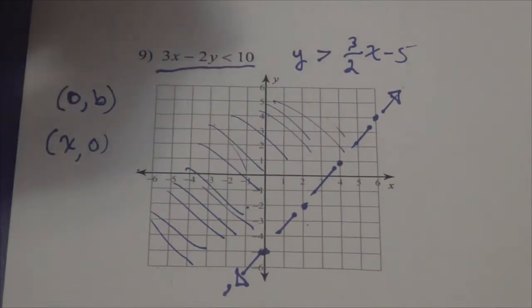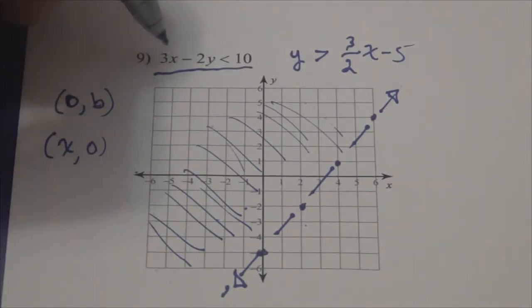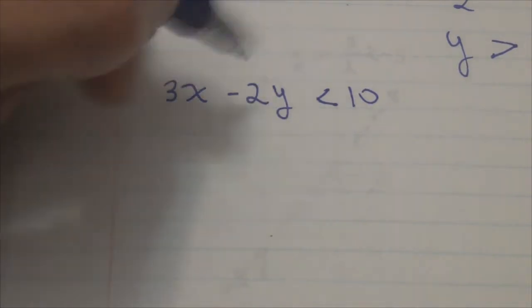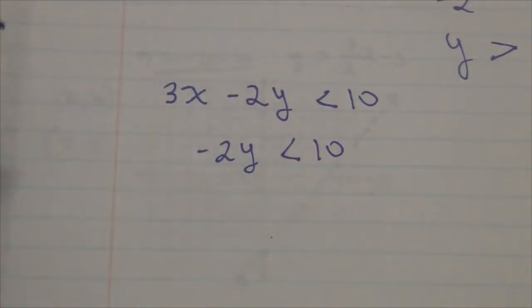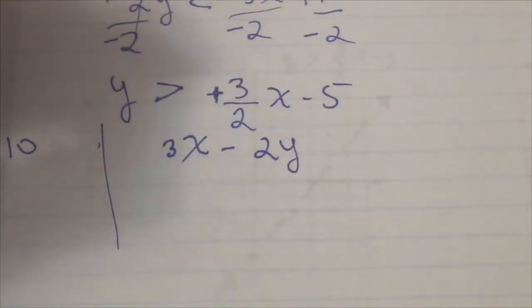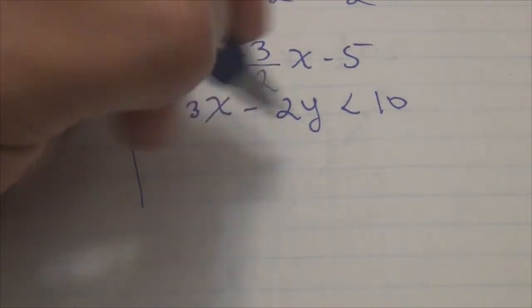Okay? So for example, if x is 0, 3 times 0 is 0. So that means that this disappears. Actually, let me show it to you over here. Alright, so let's say x is 0. So 3 times 0 is 0, so this disappears. That leaves you with 2y less than 10, correct? Let me try on the other one as well. 3x minus 2y less than 10. Okay. So here, if y is 0, then that leaves you with 3x less than 10, correct?